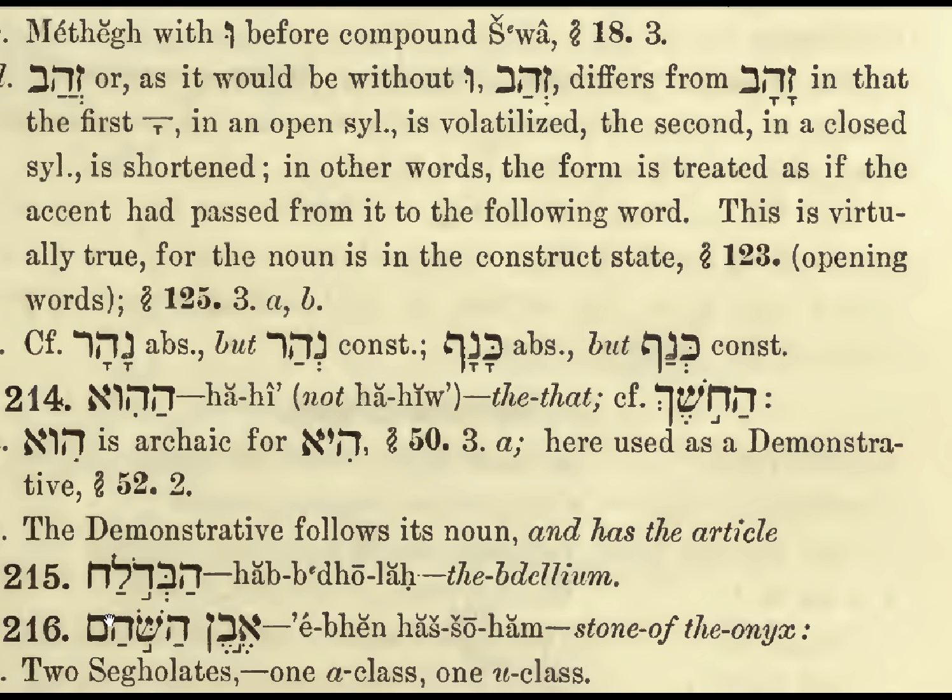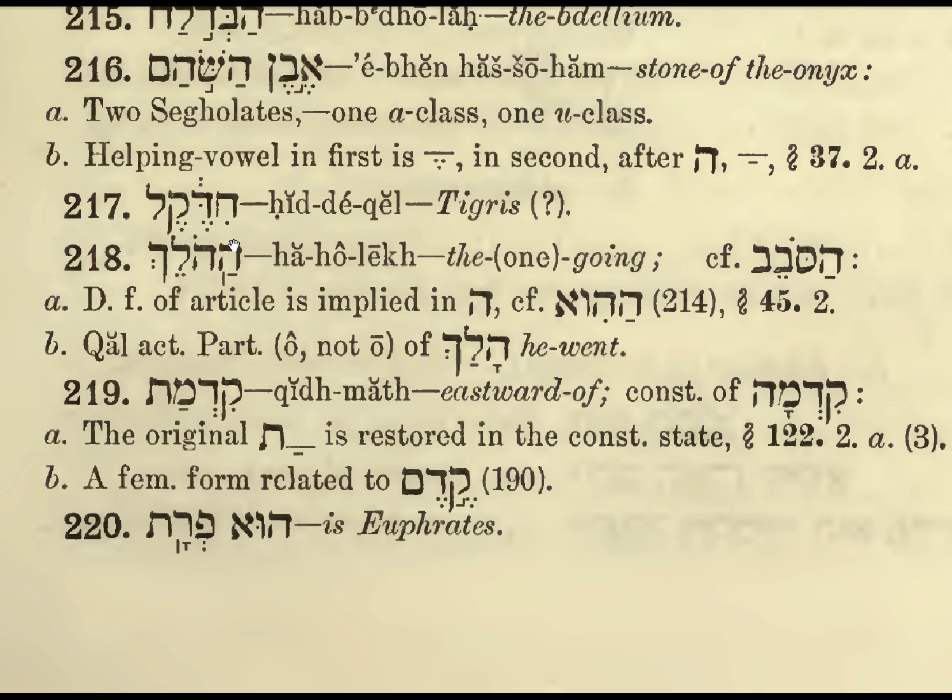Hab bedolach, the bdellium, it's a type of stone. Eben hash shoham, the stone of the onyx. There are two segulates here, one is A class and one is U class. And so the accent here is on the penult in both of these. Hid dekel, possibly the Tigris River.